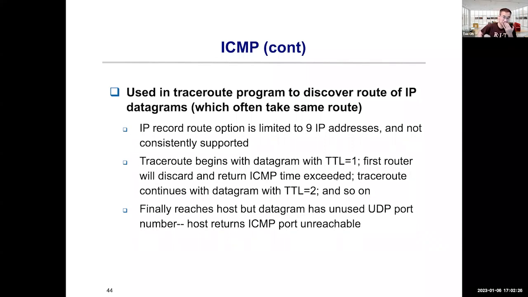Another thing is that you can use the traceroute program to discover the routers an IP datagram passes through. A lot of programs out there let you trace the route, to see which routers were hit to get to the server. It has a limit of nine IP addresses. Sometimes you want to know the route: is it going through New Mexico or Texas? Sometimes it indicates where you went through, right? So that's how traceroute programs are used.